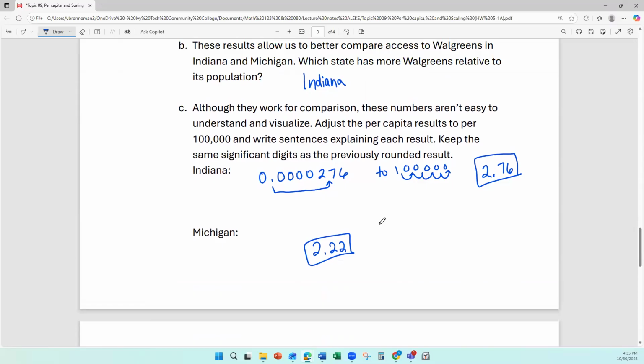So you can see, if you had a city of 100,000 people in Indiana, you'd expect it to more likely have 3 Walgreens locations, whereas in Michigan, a same size city would more likely only have 2. There's going to be some variation because they're both between 2 and 3, but Michigan is closer to 2, Indiana closer to 3.